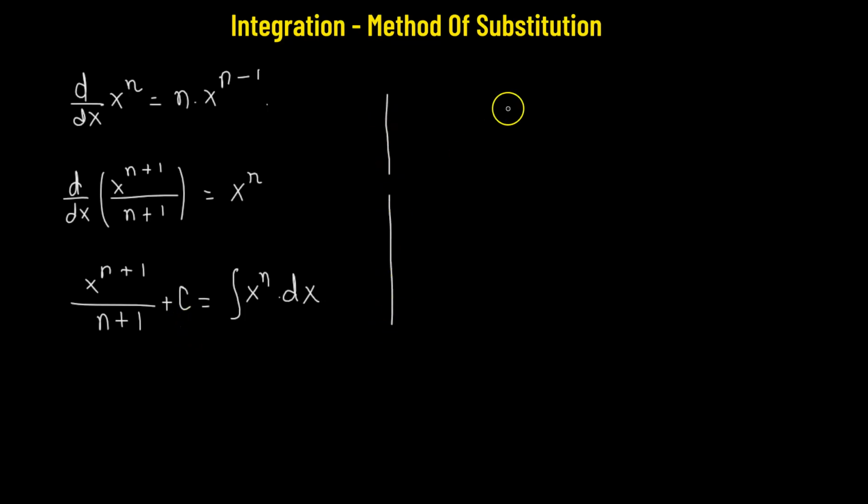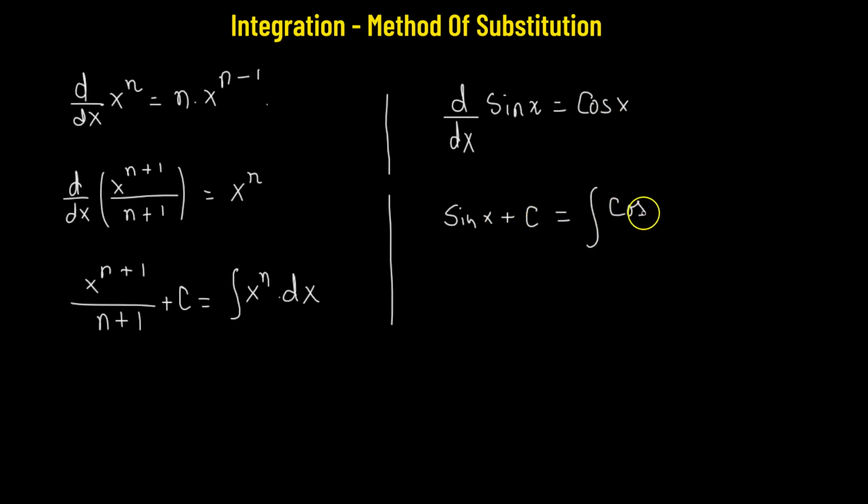Similarly, we know if we consider our trigonometric functions, we have the derivative with respect to x of our sine function. So that gives us the cosine function. That means if we take the antiderivative of this, then we should get sine x plus c, and this will be equal to the integration of cosine x with respect to x. So this is the formula for the integration of cosine x dx, sine x plus c.